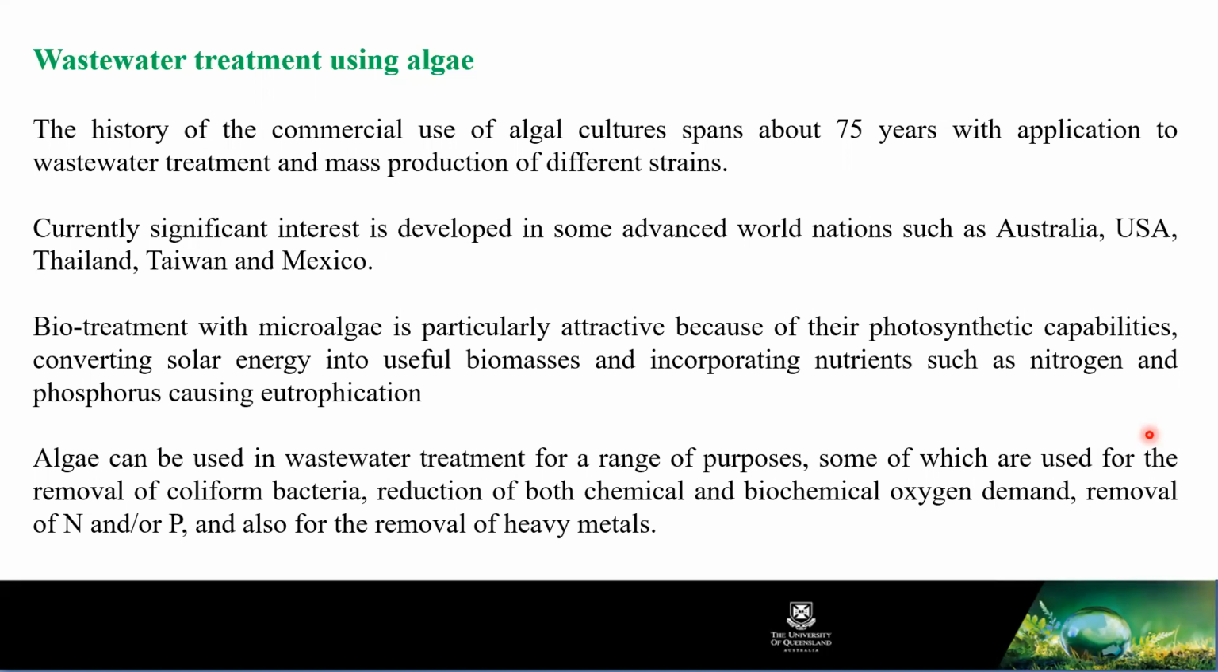Algae can be used in wastewater treatment for a range of purposes, some of which are the removal of coliforms. If you have seen the reports or test analysis of different effluents, you can see coliform bacteria in them. The coliform bacteria and algae are enemies. If coliform bacteria dominates, then algae growth slightly decreases. If algae overcomes that and grows faster, then it suppresses the coliform bacteria. Therefore, there's always enmity between these two. That's one of the reasons I told you in the beginning.